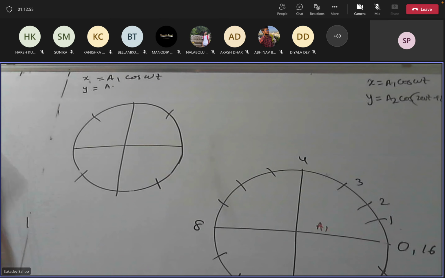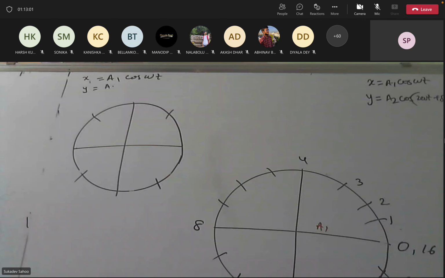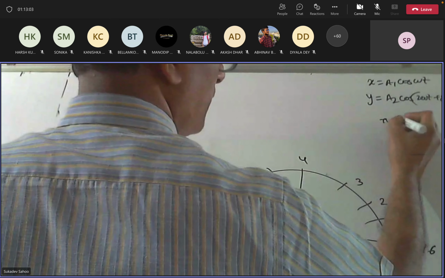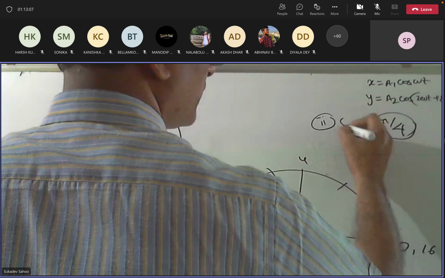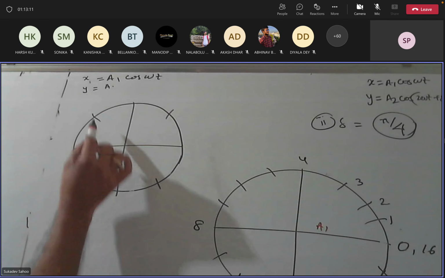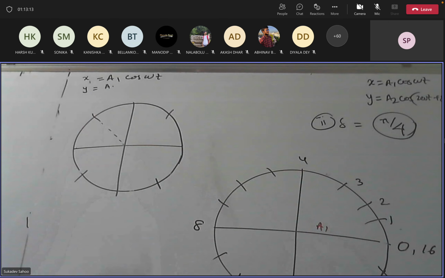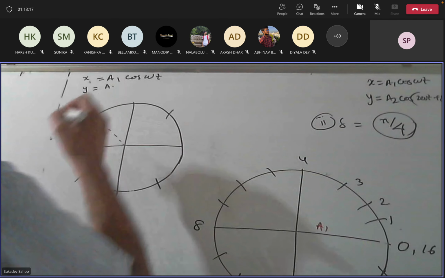Similarly, here again it comes to the numbering. Numbering is very important, I say. Here delta: now we have considered delta equal to pi by 4. Case 2. For case 2 we have taken delta equal to pi by 4. Now you see it is divided into 8 parts. Each part creates pi by 4 angle. So here numbering will start from here.